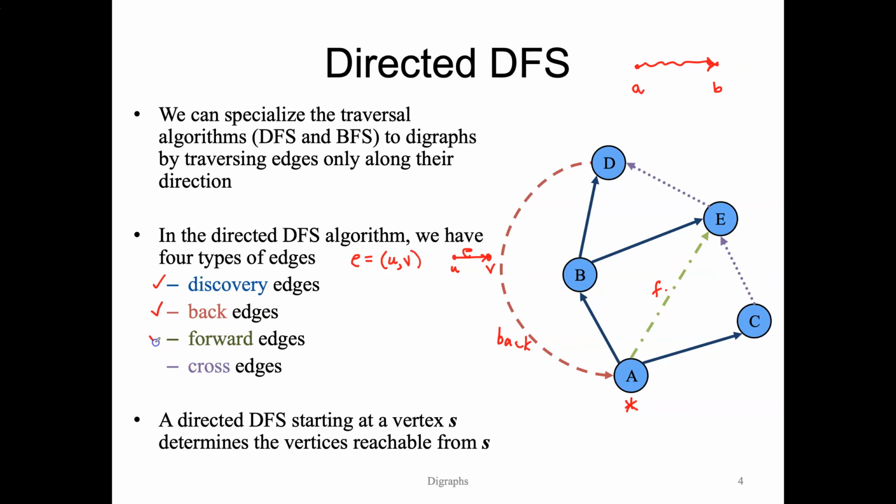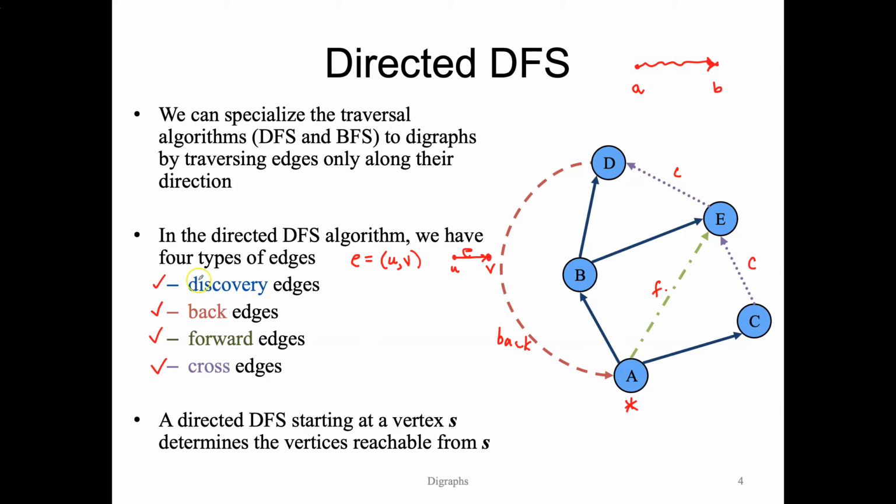And cross edges connect two vertices where one of them isn't a descendant of the other one. So neither C nor E is an ancestor or descendant of the other one. And same for D and E. So these are cross edges.